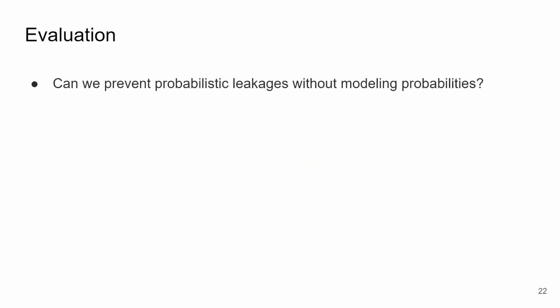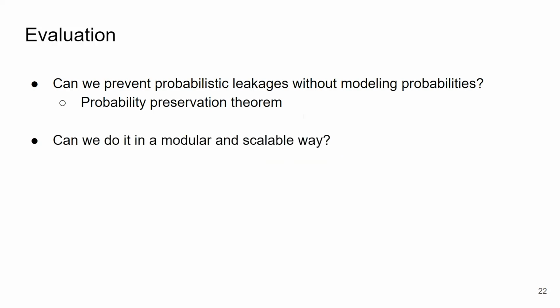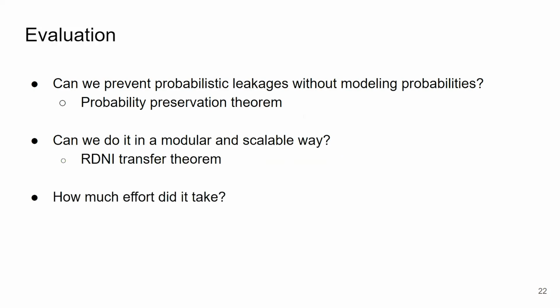We asked 2 questions at the beginning. So did we answer the questions? We asked if we can prevent probabilistic leakages without modeling probabilities. Probability preservation theorem achieves this. We asked if we can do it in a modular and scalable way. RDNI transfer theorem achieves this. And finally, how much effort did the work take? The implementation was 6,000 and proofs were 37,000 lines of code.